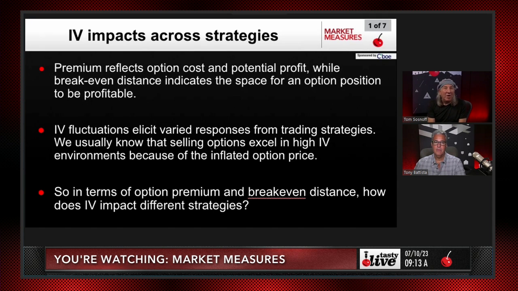So premium reflects option costs and potential profit, while break-even distance indicates the space for an option position to be profitable. Implied volatility fluctuates, and those fluctuations elicit various responses from trading strategies. We usually know that selling options excels in high IV environments because of inflated option prices. So in terms of option premium and break-even distance, how does implied volatility impact different strategies?